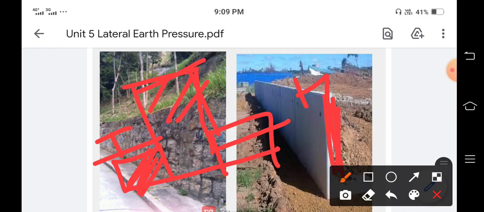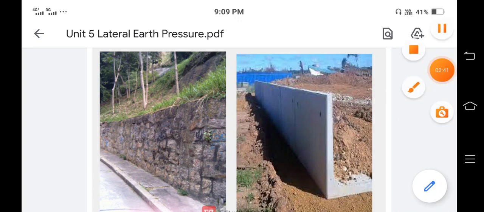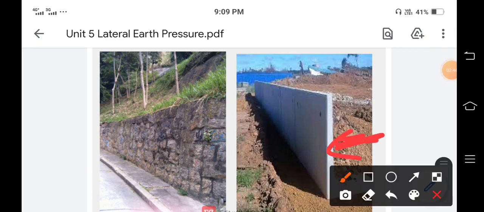So behind that wall there is soil, which is called the backfill. Backfill means the material which is placed behind the wall. Which material? The material will be either soil or rock. So what is meant by the earth pressure? This backfill or this soil will exert some pressure onto this wall.